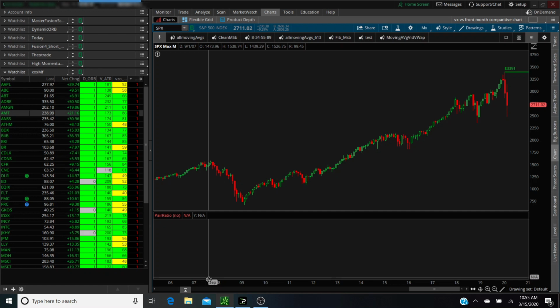What happened in the past when that indicator went above a certain level, and then it also will help you determine sort of a safe zone of when to get back into the stocks as well. So let's get into it.